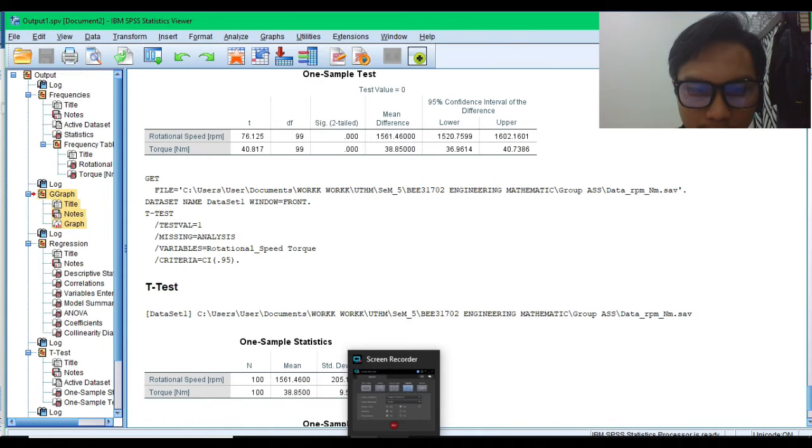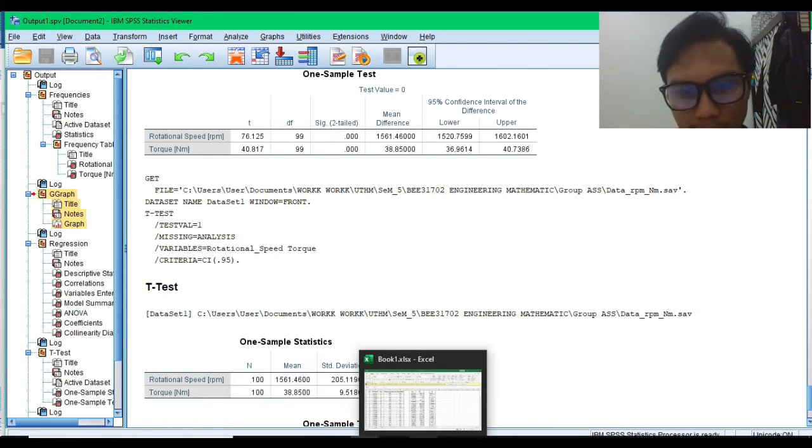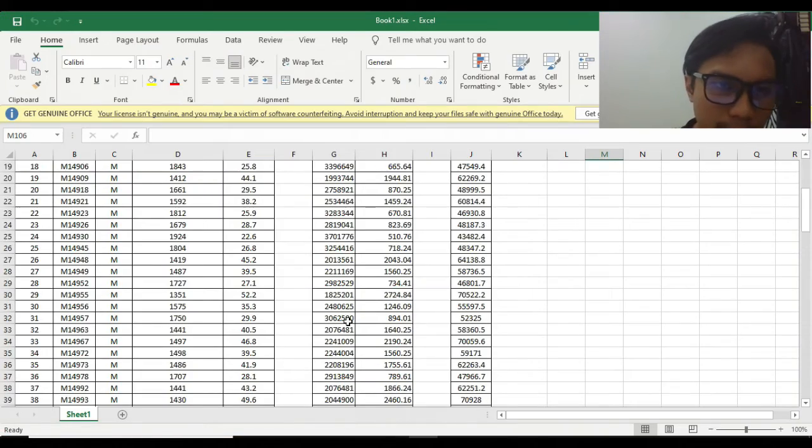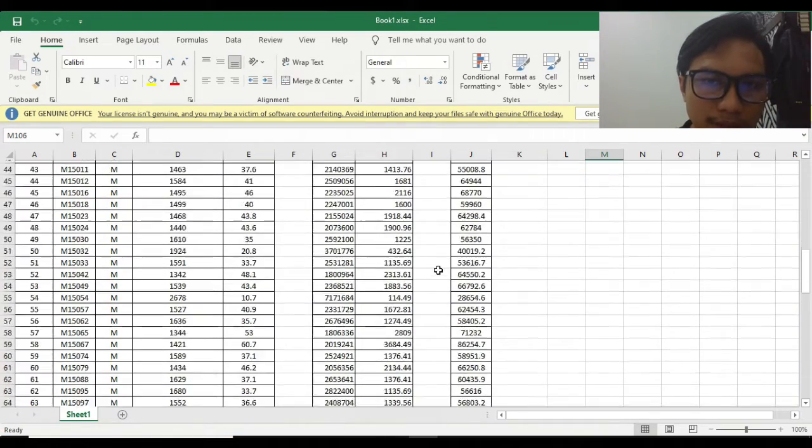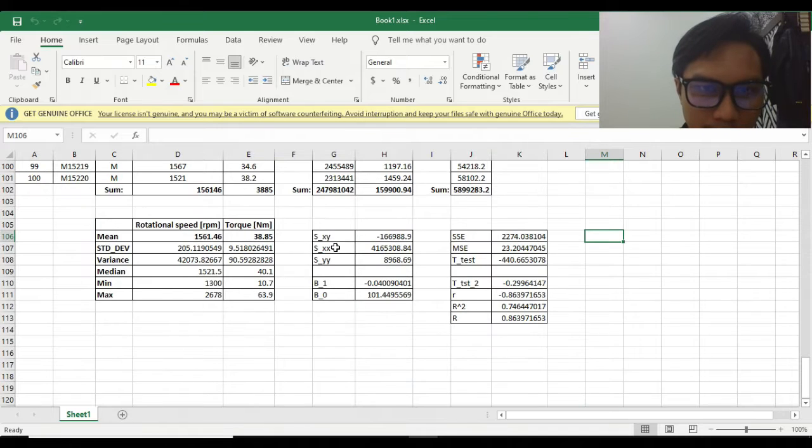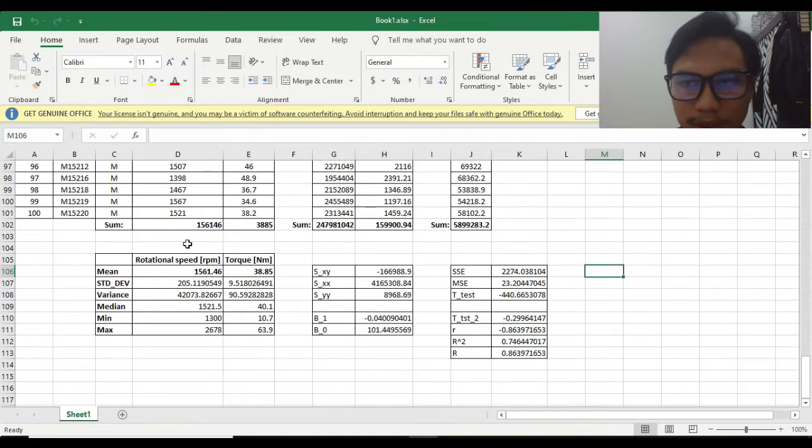Next, for the calculation with Excel, this is our calculation, where we define SSY, and the t-test is also in here. This is our second simulation, using Excel. Okay, that's all for the simulation. Thank you.